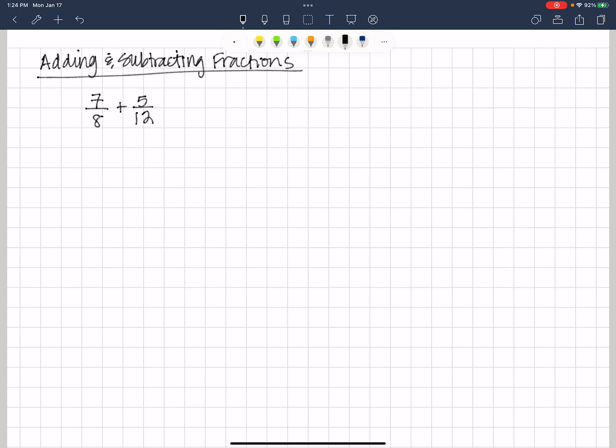Okay, in this video, we're going to add and subtract fractions. 7/8 plus 5/12. The first thing that we always want to do when we're adding and subtracting is find a common denominator. We do not need a common denominator when multiplying or dividing, but we do need one when we are adding and subtracting. So my first step will be to prime factor both denominators.